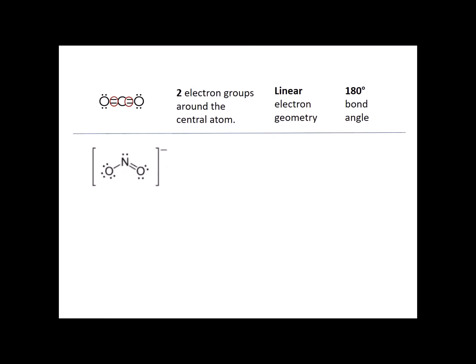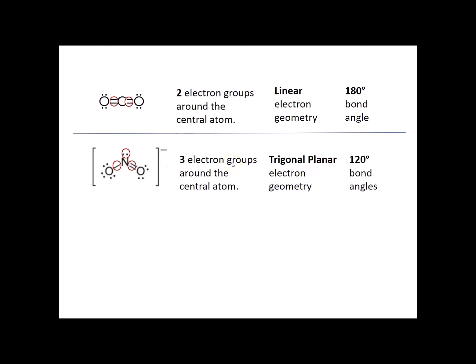How about this one? Look at the central atom. We're only concerned about the nitrogen here. Remember, a single bond counts as one electron group, but so does a double bond count only as one electron group. So does a lone pair of electrons. So here we have 3 electron groups. The single bond counts as 1. The double bond counts as 1. And the lone pair of electrons also counts as 1. Whenever you have 3 electron groups around the central atom, we have trigonal planar electron geometry. And the bond angle separations, 120 degrees.